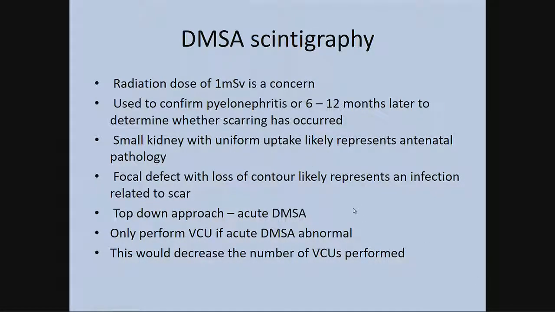Now, the Swedes advocate a top-down approach. They do an acute DMSA at the time of urinary tract infection. If the DMSA is normal, their level of concern is less because the kidneys have not been involved. But if the DMSA is abnormal, that's when they perform a cystogram, and this protocol certainly decreases the number of cystograms performed.